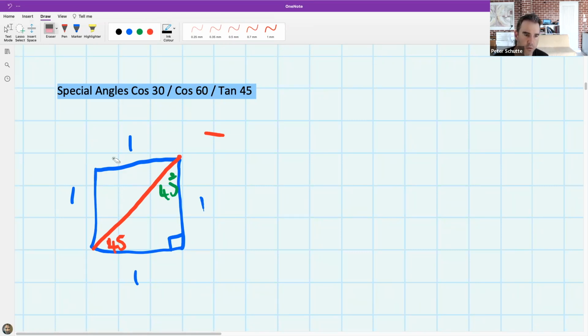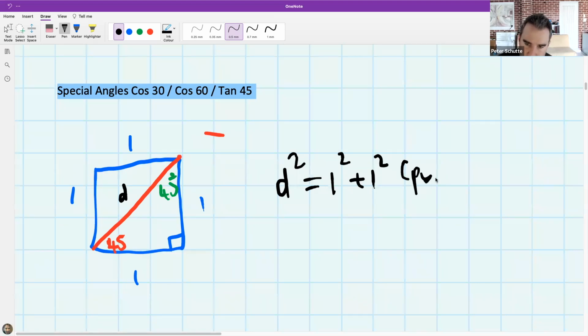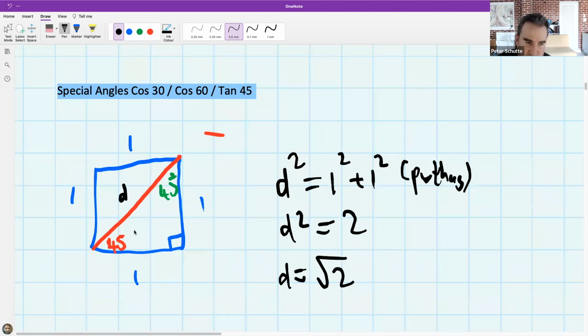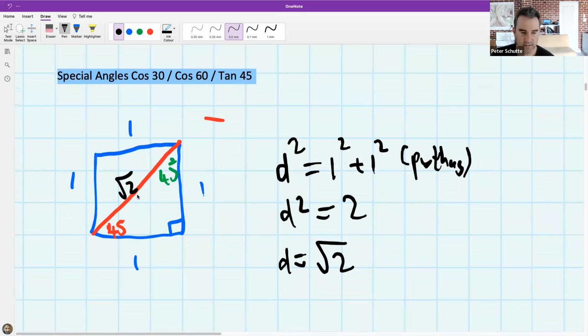So I'll call it D for diagonal. I see lots of students are coming through with answers. So if I say D squared is equal to 1 squared plus 1 squared by Pythagoras, I think you'll all agree. And 1 squared plus 1 squared is 1 plus 1, so it's 2. Then if I square root both sides, I get square root 2, which is what everybody has been saying in the chat. So that is square root 2.